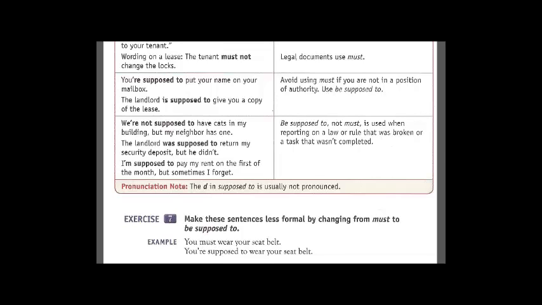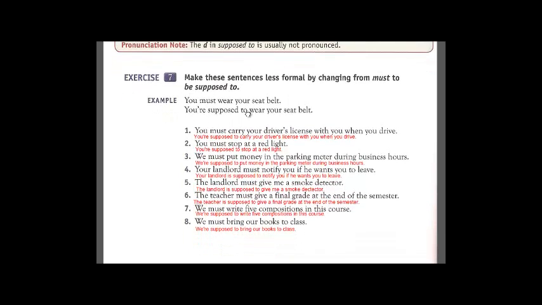Okay, so take a moment to change these phrases to supposed to. Okay, and when you're ready, turn them back on so we can check the answers. Here are the answers. Please take a moment to check your answers, and I'll be reading in a second. Okay, question number 1. You must carry your driver's license with you when you drive. You're supposed to carry your driver's license with you when you drive. You must stop at a red light. You're supposed to stop at a red light.